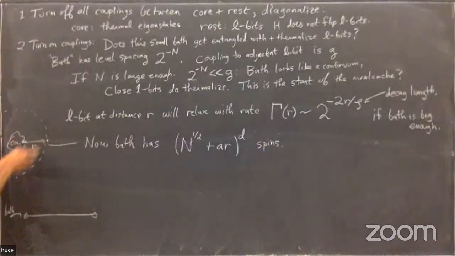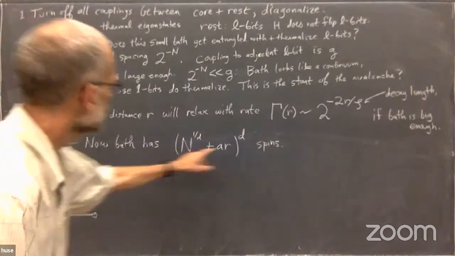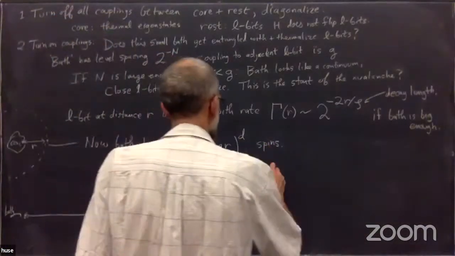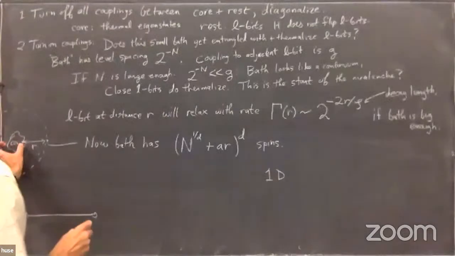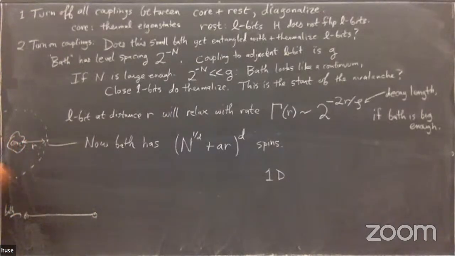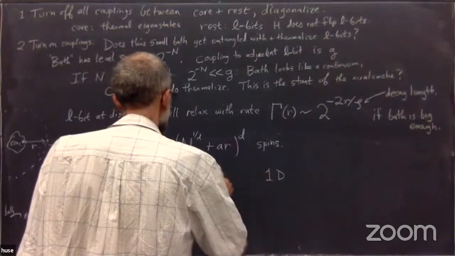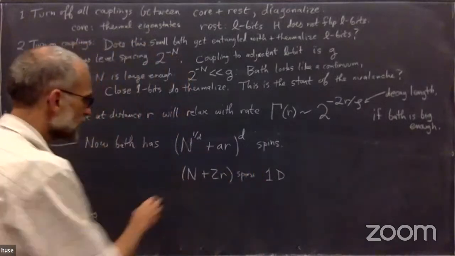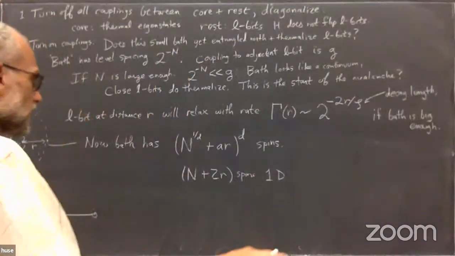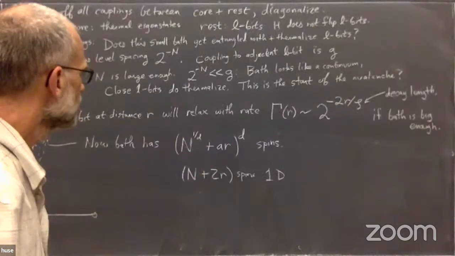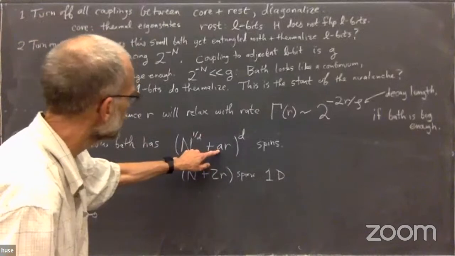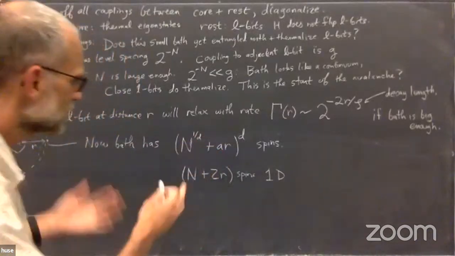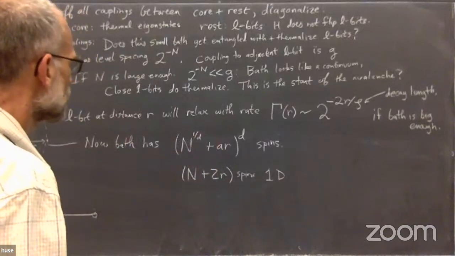So when the core thermalizes an L bit, it joins the bath and becomes part of it. And so now the bath has more spins in it, and it's got a smaller level spacing. So it has this many spins. So this is in general. And then in 1D, the bath is n spins. It avalanches r to the right and r to the left. So it's n plus 2r spins in 1D. So I have the core is n spins, avalanche goes r to the right, r to the left. Okay, so this is 1D, this is general. And you see, if we put in d equals 1, a is 2. This a depends on d. Right? It's just having to do with the volume of spheres.